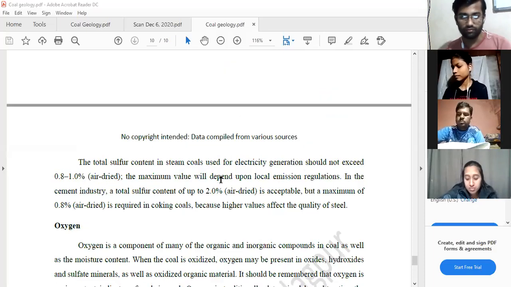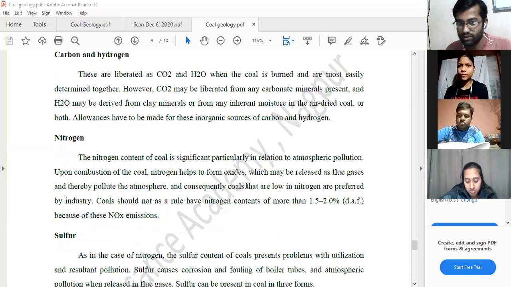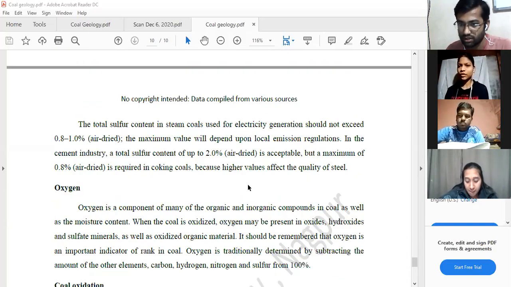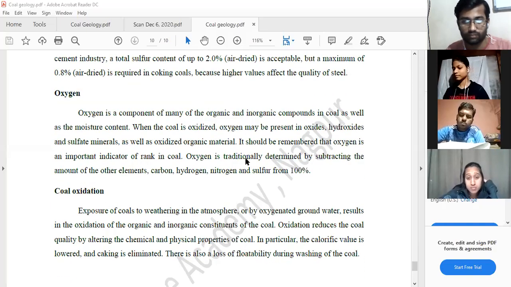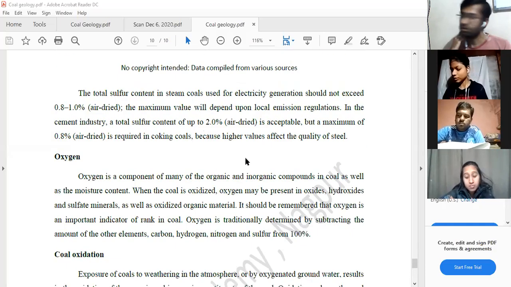So in ultimate analysis, we are analyzing for carbon, hydrogen, nitrogen, sulfur, and then oxygen. And in proximate analysis, what are we doing? We are analyzing for moisture, ash, volatile matter, and fixed carbon. Clear. So this is about ultimate and proximate analysis.